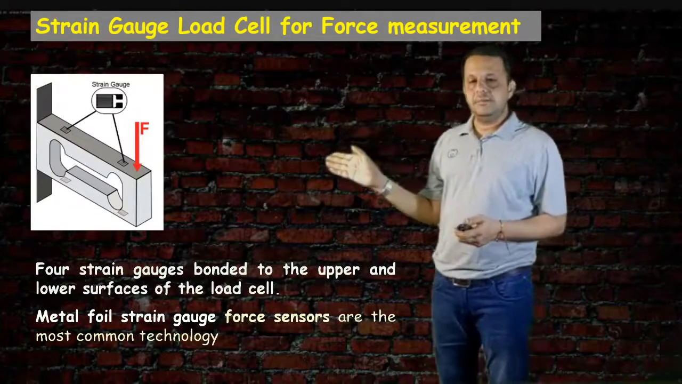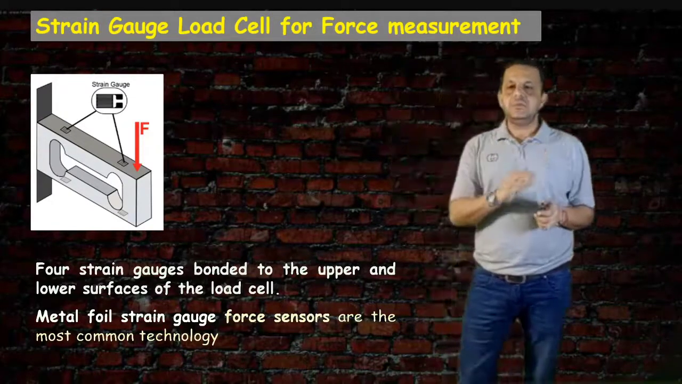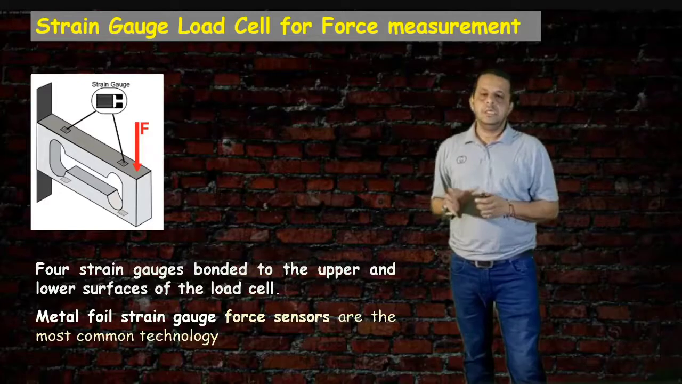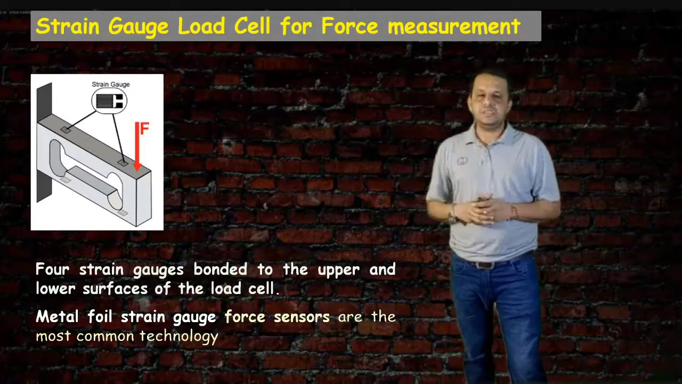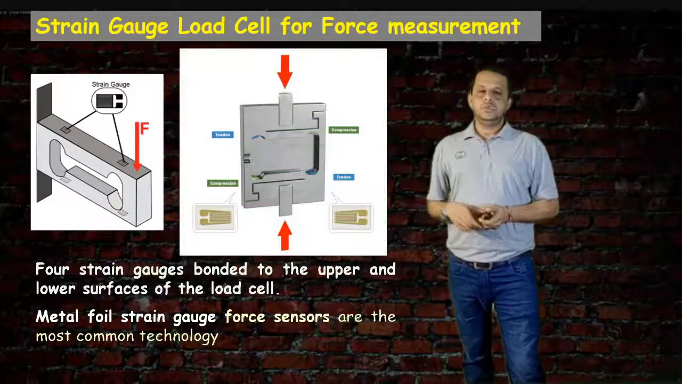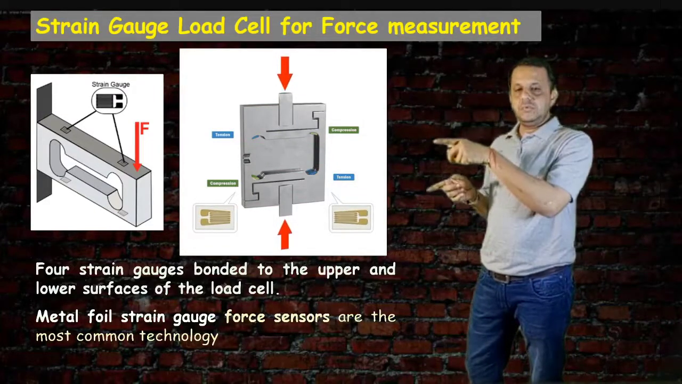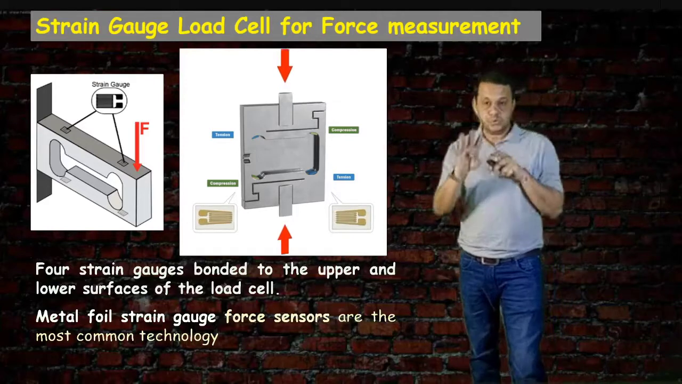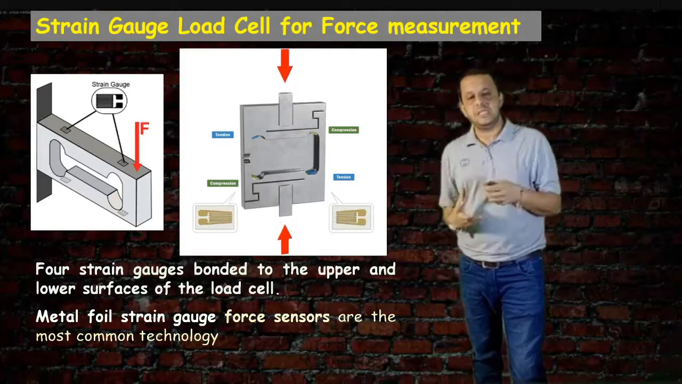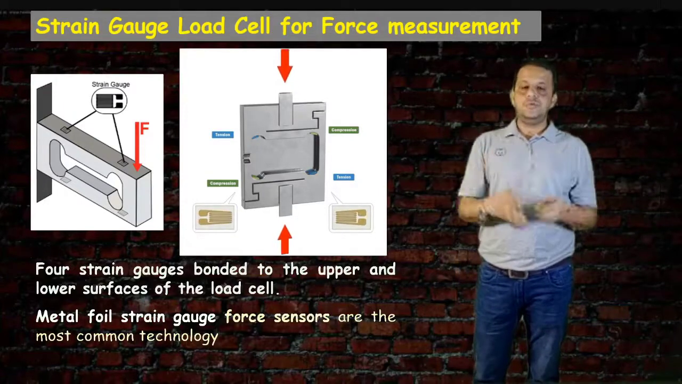You look at this diagram here. Four strain gauges are applied at four corners, to the upper and lower surface of the load cell. Usually, as I said, metal foil strain gauges are more popular. They are the most common technology we use. Looking at this, a compressive force is applied here. So there are four strain gauges, two will be facing the tensile force, two will be facing the compressive force, and all four will be in the arms of the Wheatstone bridge.